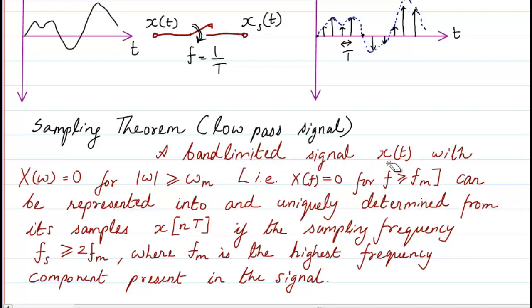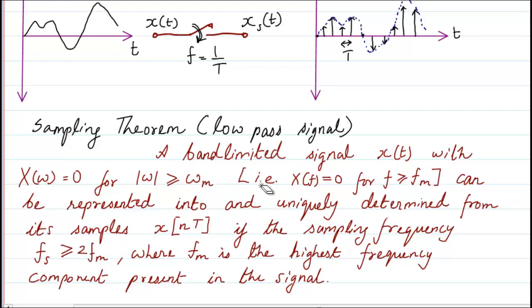Okay, a band limited signal x of t, with X of omega equal to 0 for frequencies beyond some maximum frequency, can be represented into and uniquely determined from its samples. Uniquely determined means you can find x of t back from the samples x_n of t if the sampling frequency f_s is greater than twice the maximum frequency f_m that you have.